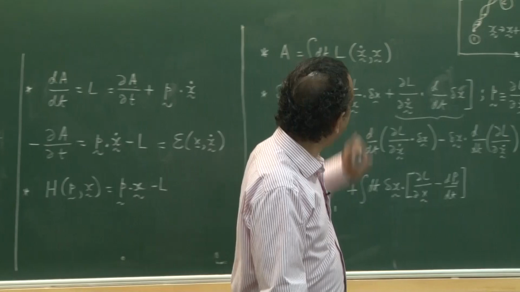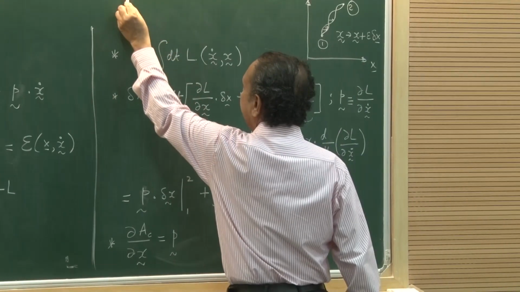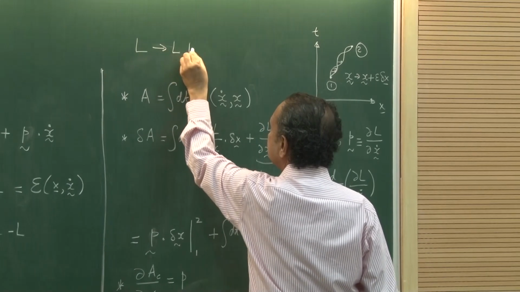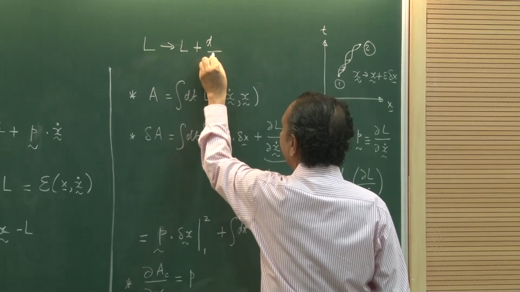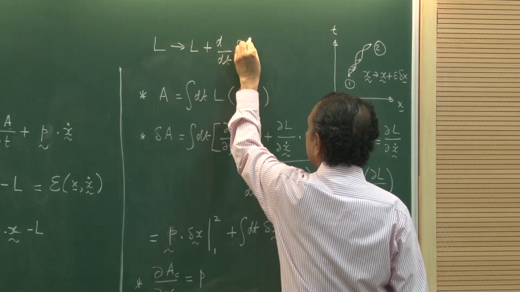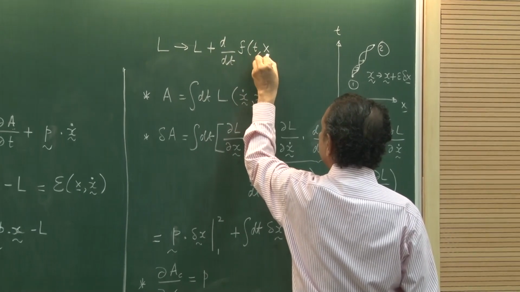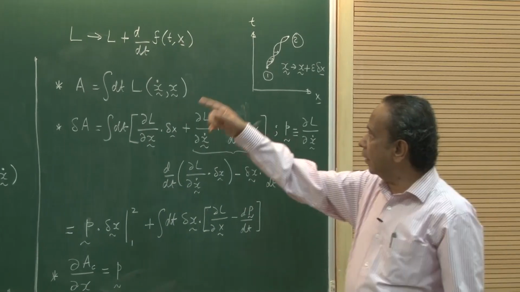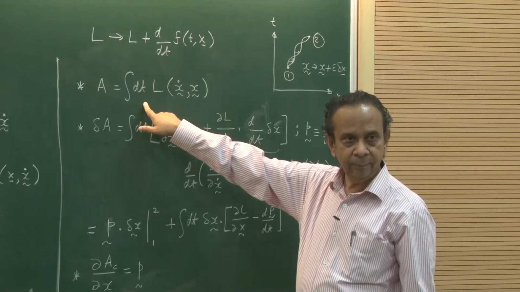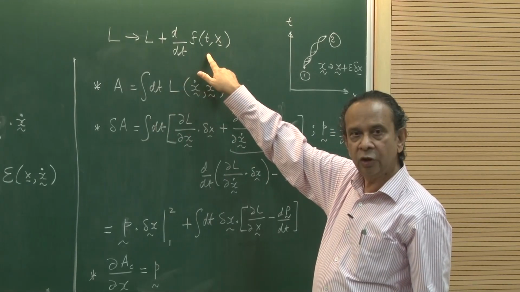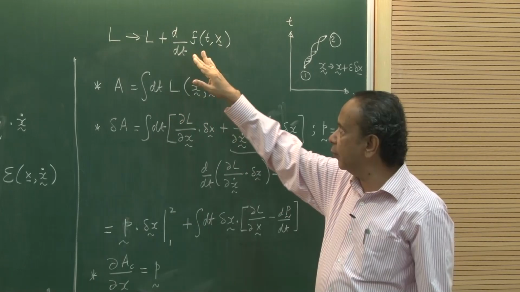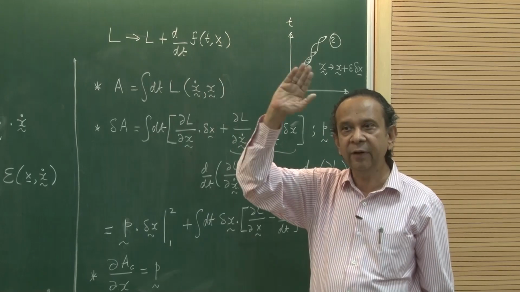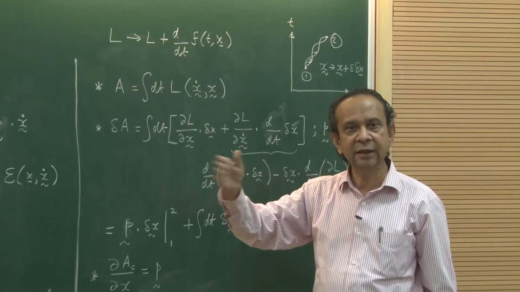I can always add to a Lagrangian a total time derivative. That is, suppose I change L to L plus d by dt of some function of t and x, not x dot, only t and x. What will happen is that if I do an integral over dt, this function is going to contribute only at the endpoints. At the endpoints, it is fixed. Therefore, when I vary the path, this f will keep giving me the same value. So, under the variation, they will go away.